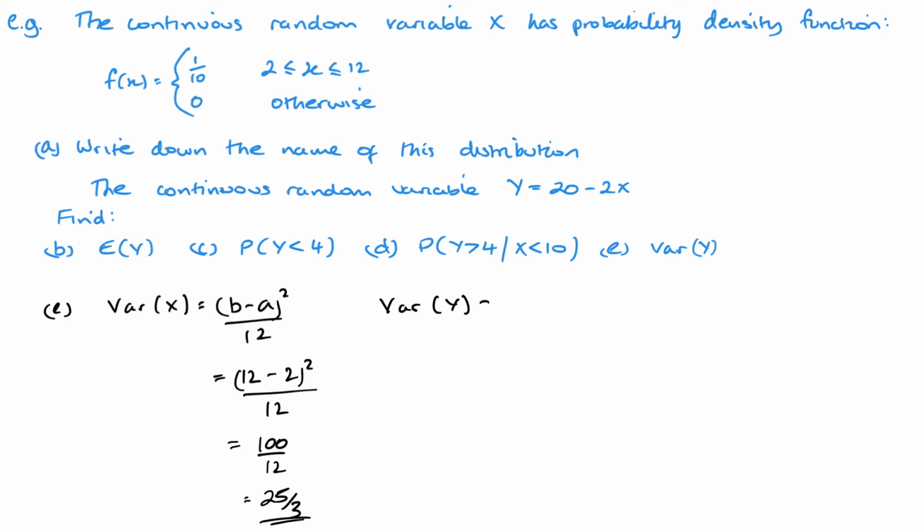Now, variance of y is going to be the variance of 20 minus 2x. If you remember, adding or subtracting values doesn't matter for variance. We're looking at the multiplier squared, so minus 2 squared is going to give me 4. So this is going to be 4 times the variance of x, or 100 over 3. And there we are, done. Hopefully it's been quite straightforward so far.